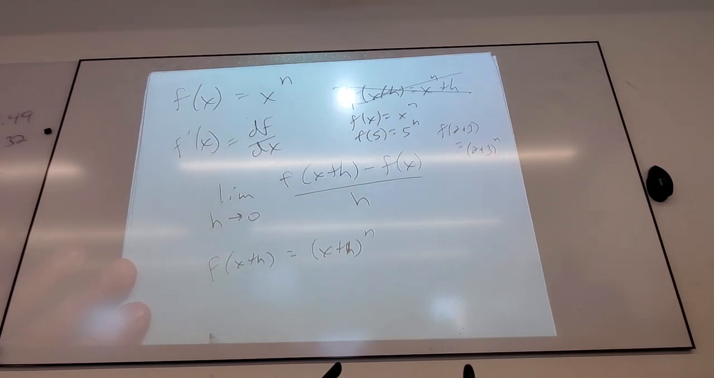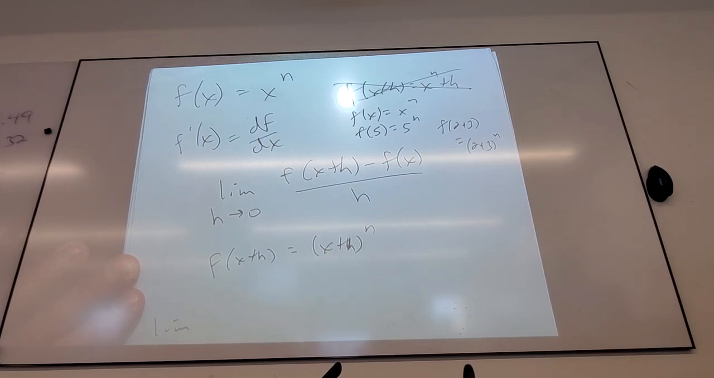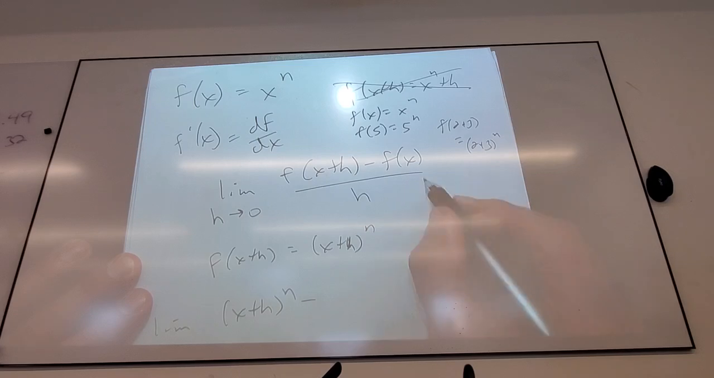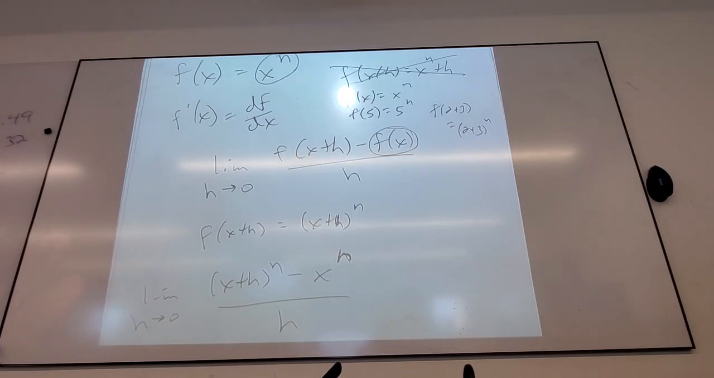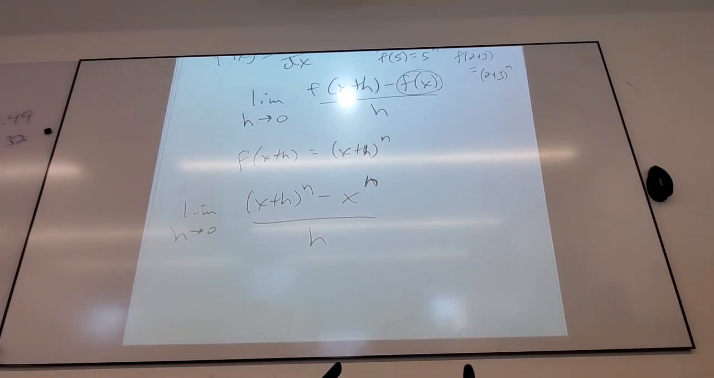And then, okay, so if you guys are cool with what's going on: limit as h goes to 0, x plus h to the n minus x to the n, all over h.